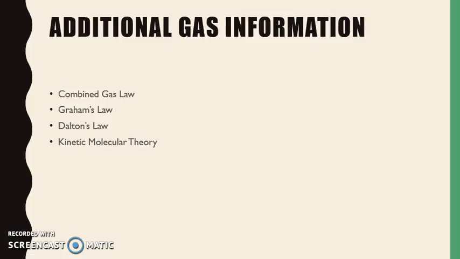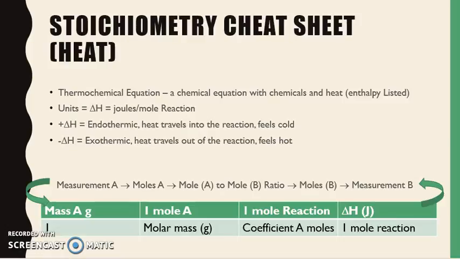The final thing that we want to make sure that we knit into stoichiometry is how heat factors into this whole thing. So don't forget that when we're writing chemical equations, we can turn it into a thermochemical equation by simply talking about the heat. So we usually have like a little delta H equals at the end, and delta H means change in enthalpy, and that is in units of joules per mole reaction. A positive delta H means that it's endothermic, it's taking heat in and that reaction is going to feel cold. A negative delta H means that the reaction is exothermic. Heat is traveling out and it feels hot.